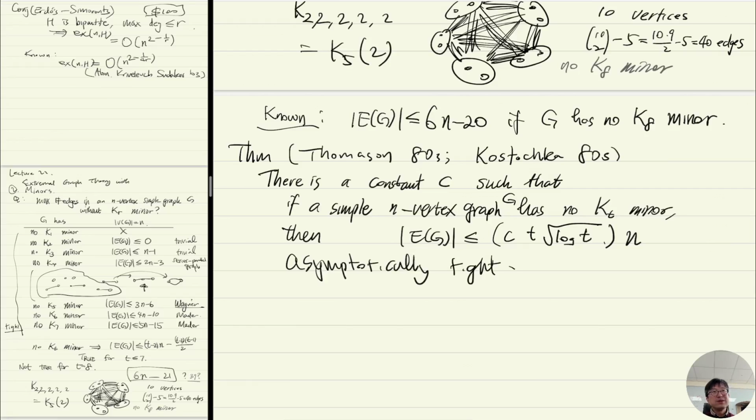You can never improve. What I mean is that there is another constant c prime such that there exists a graph without a Kt minor and has c prime t square root log t n edges for many t's. And Thomason even determined in 2001 that c is about 0.319 plus a little or 1. What that means is as t goes to infinity, c converges to this number.